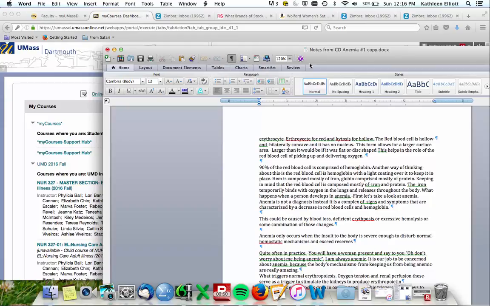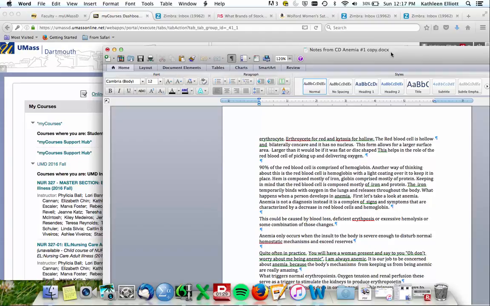When we talk about red blood cells, we're talking about erythrocytes. If you think about the root words, erythro means red and kytosis means hollow. The red blood cell is hollow and bilaterally concave, and it has no nucleus. This form allows for a larger surface area, and this shape helps in the role of the red blood cell when it's picking up and delivering oxygen.